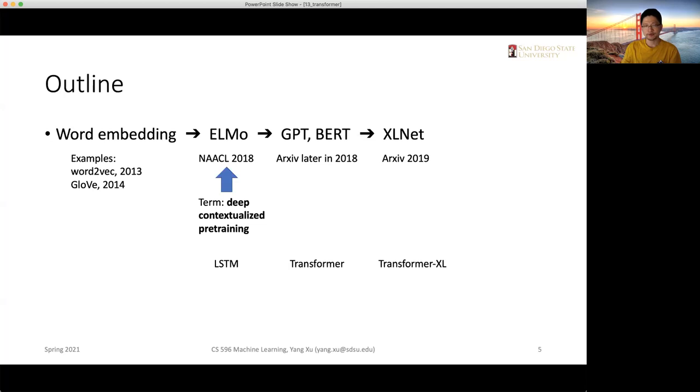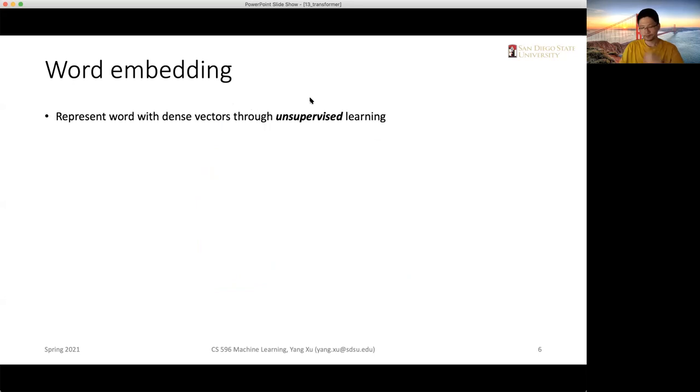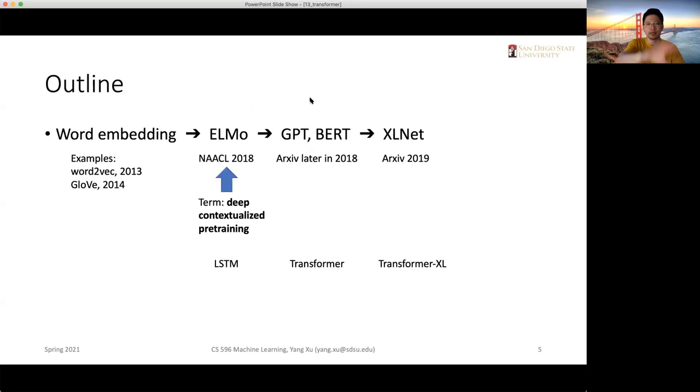Okay, and the difference between ELMo and GPT or BERT or other fancier networks is that the model used here is significantly smaller, which is an LSTM, not a transformer or transformer-based model. So I think it makes sense to directly look at the first step, from word embeddings to ELMo. Let's look at how that transition happens.